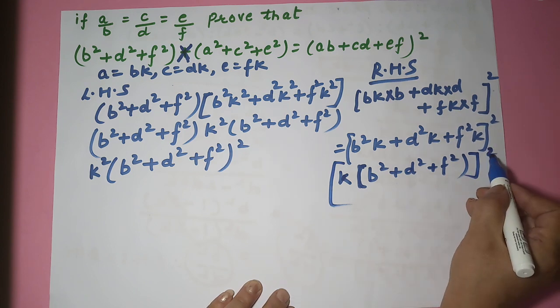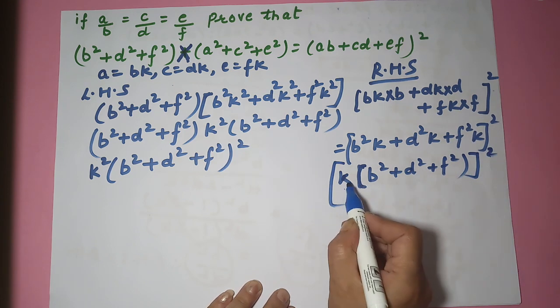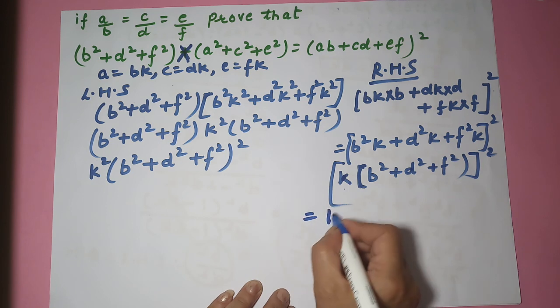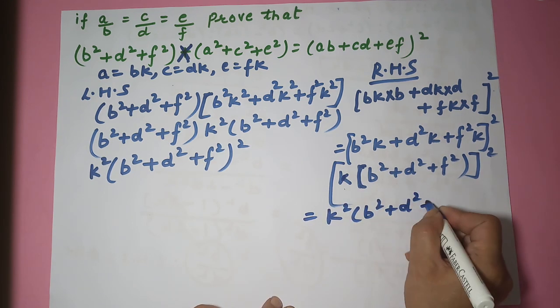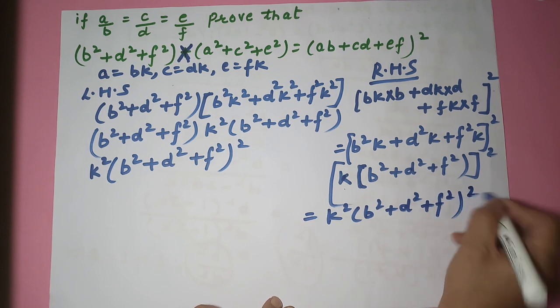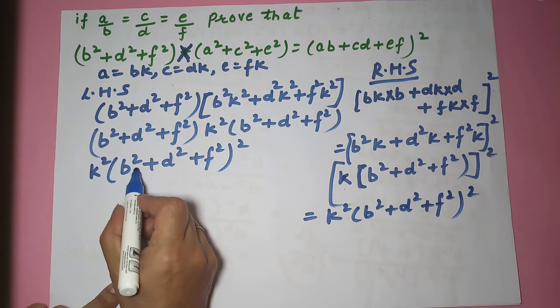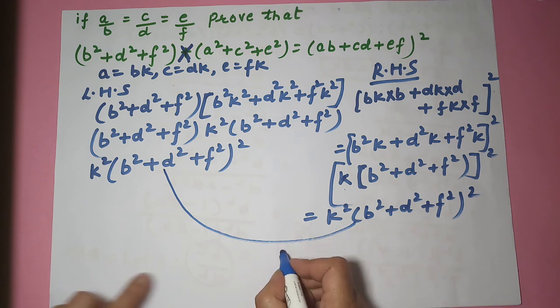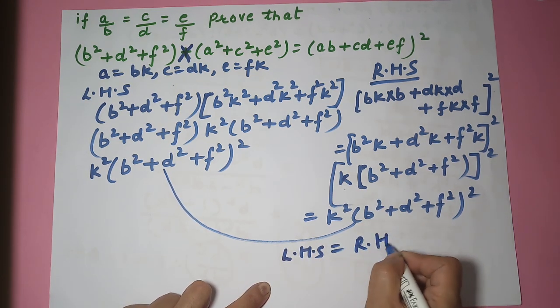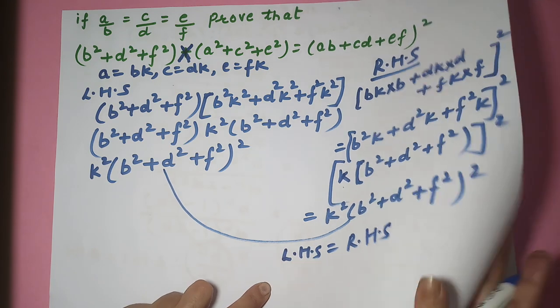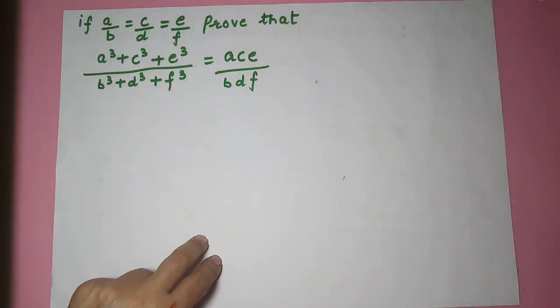Now if I write the square of this separately, these two terms separately, it will be k square into b square plus d square plus f square whole square. What is my left hand side? Exactly same. So my left hand side is equal to the right hand side. Right? Let's go to the last one.